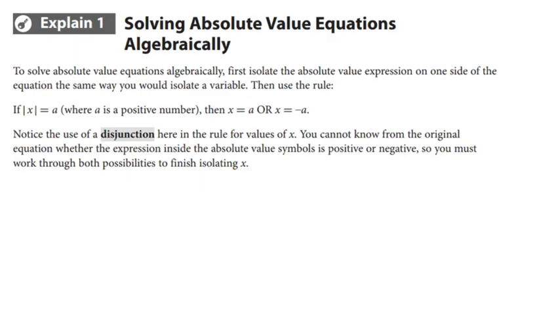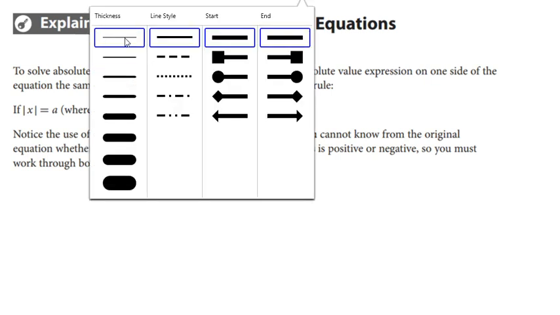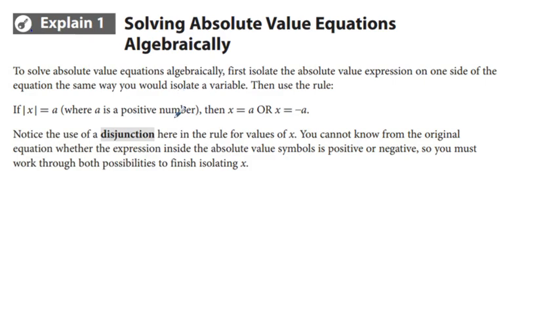Next, explain 1, solving absolute value equations algebraically. So now we're going to get into just the algebra, basic algebra skills will be involved. If absolute value of x equals a, and what you're doing is you're isolating an absolute value expression on one side of the equation. If absolute value of x equals a, where a is a positive number, then x equals a or x equals negative a, and then we solve for x.